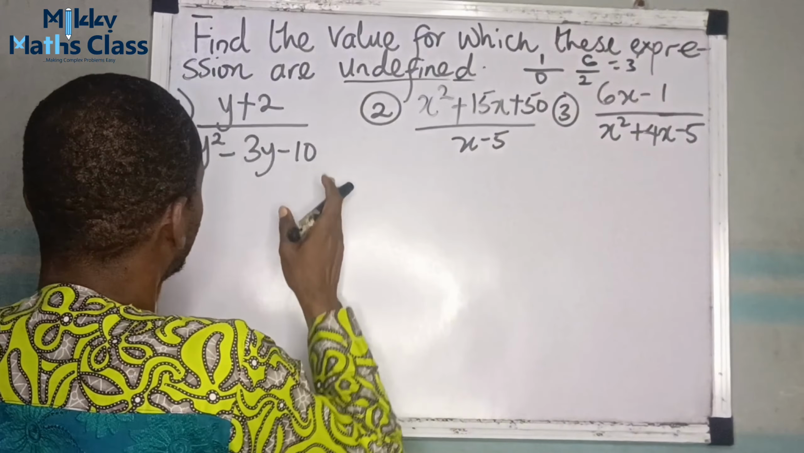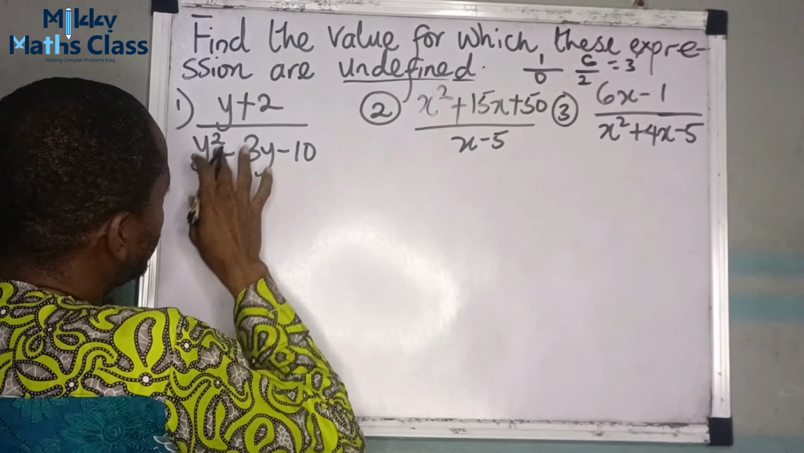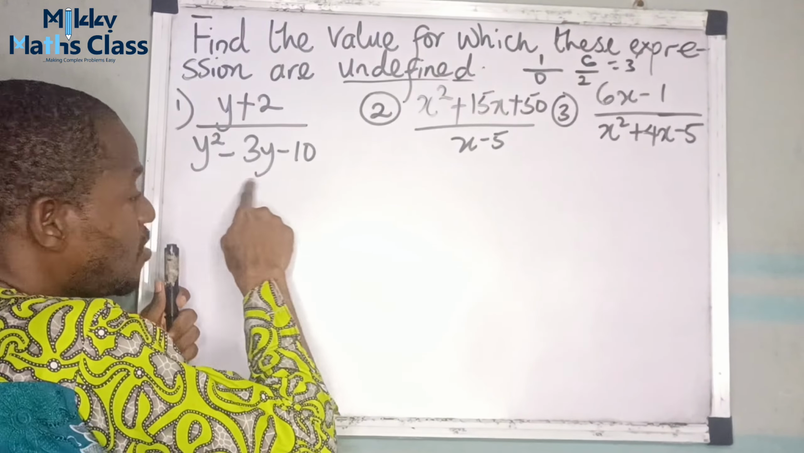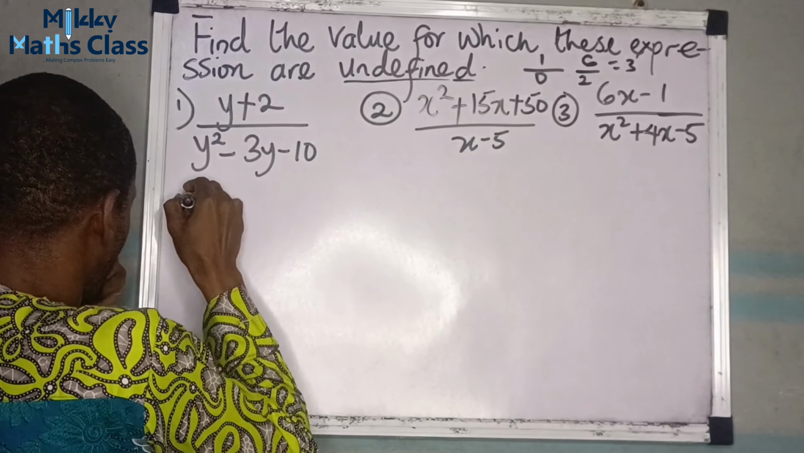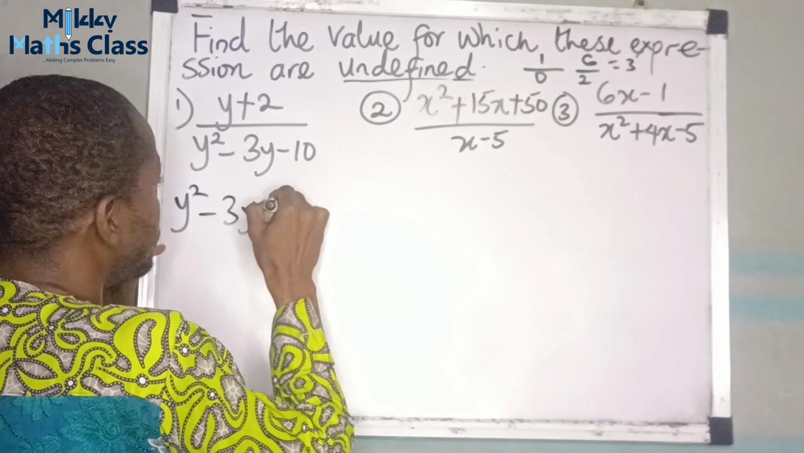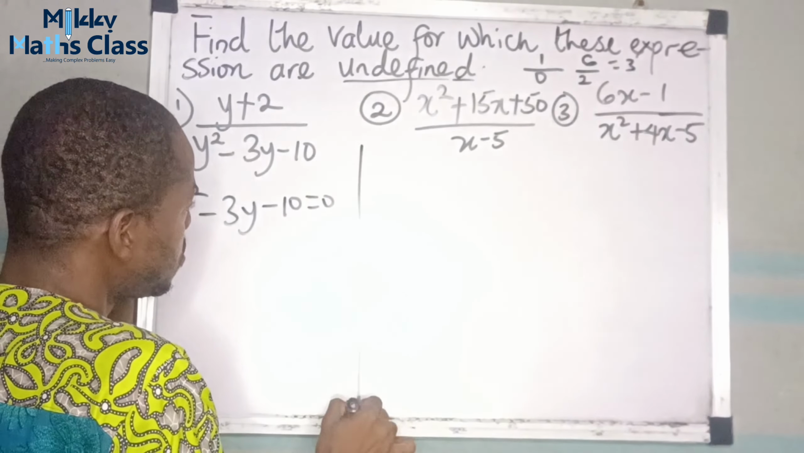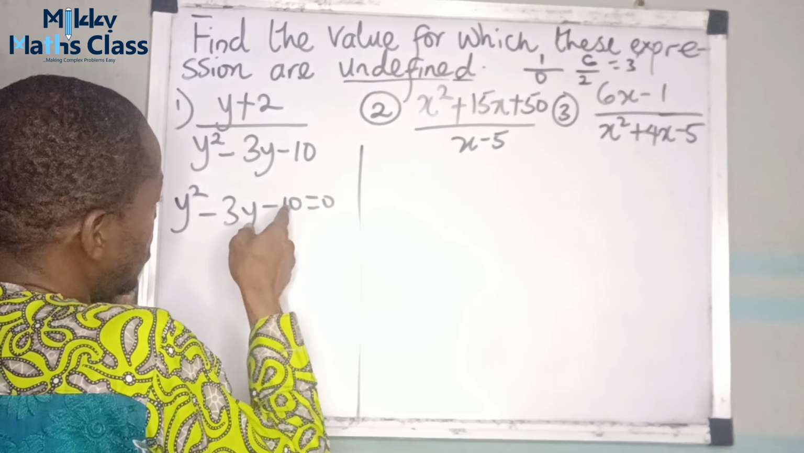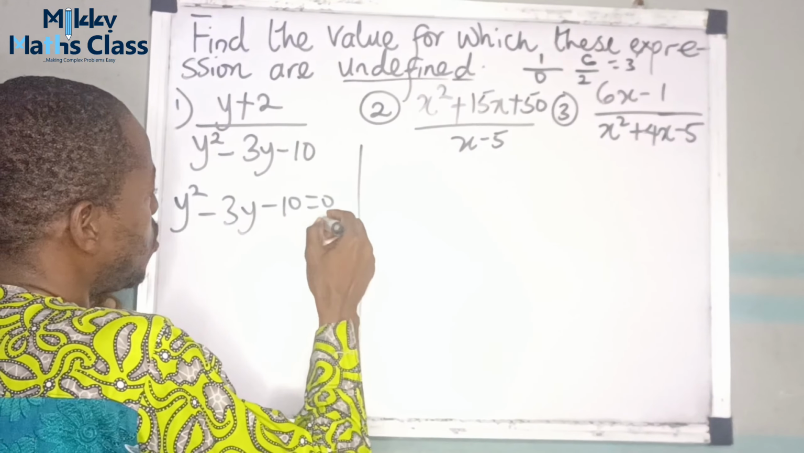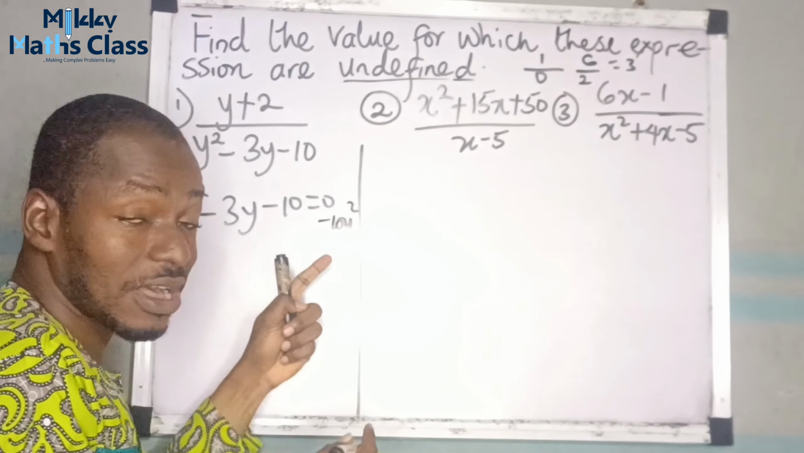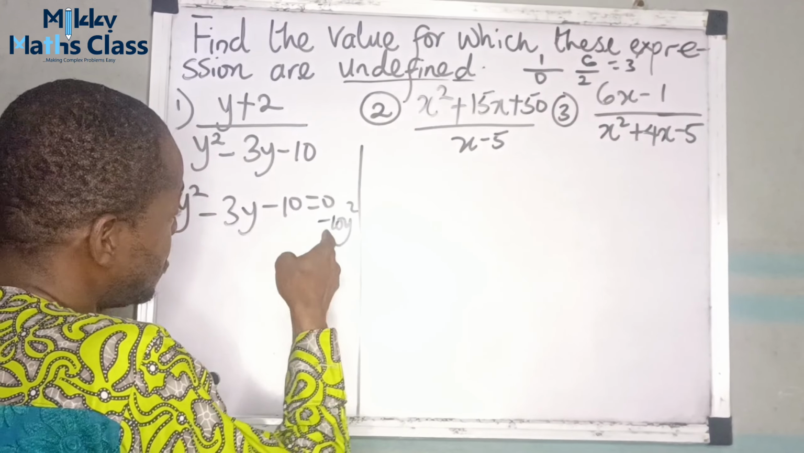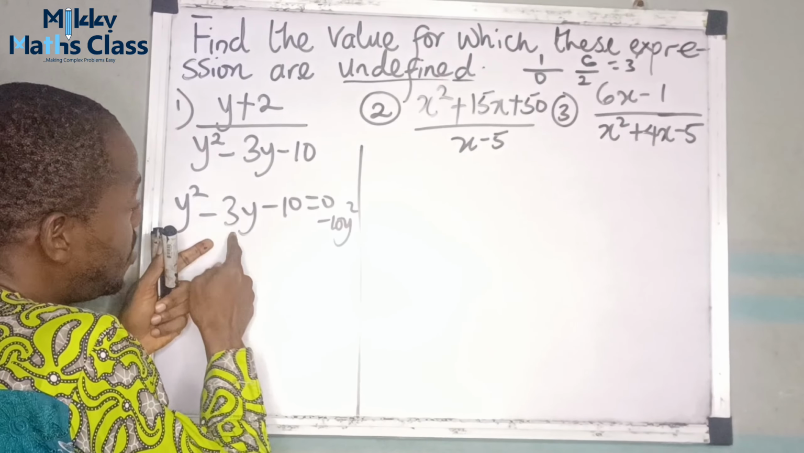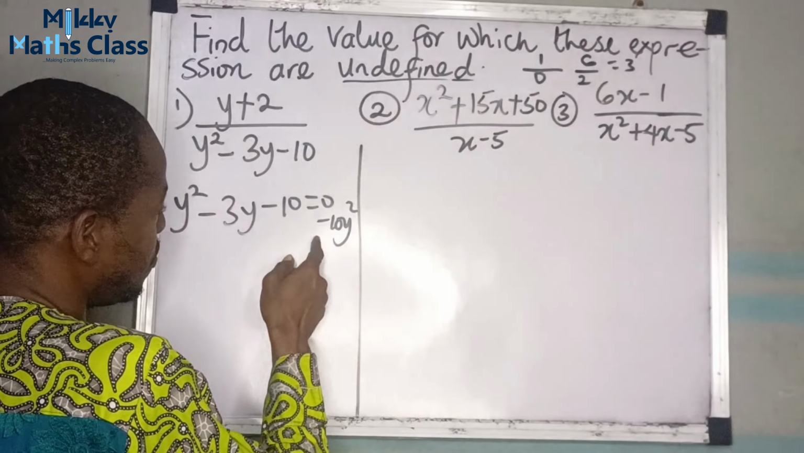That's the meaning of undefined. So let's look at this first one. It says (y + 2) over y squared minus 3y minus 10. The first thing we do is factorize the denominator. We equate y squared minus 3y minus 10 to 0. Let's solve it through the factorization method. This times this will give us negative 10y squared. Now we look for two factors which, when we multiply them, give negative 10y squared, and when we add them together, give what is in the middle. What are those two factors?